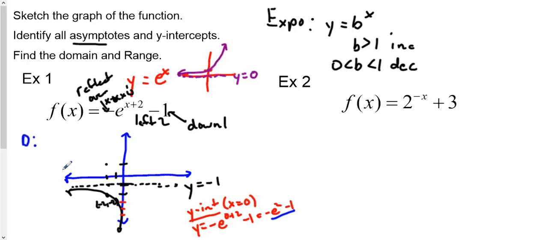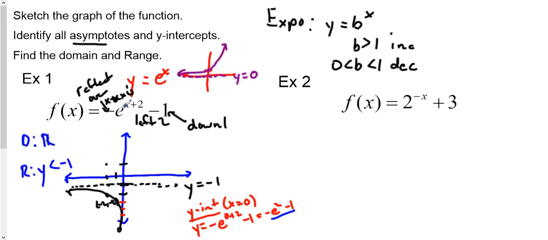I apologize. All right, the domain is we can plug anything into an exponential. So that's going to be all real numbers. Our range is what are the y values? Well, the y values for the original exponential are all y values greater than 0 because we have a horizontal asymptote. Here all the y values are going to be less than, it appears to be, negative 1. And so we have that. All right, so that's how we did that problem.